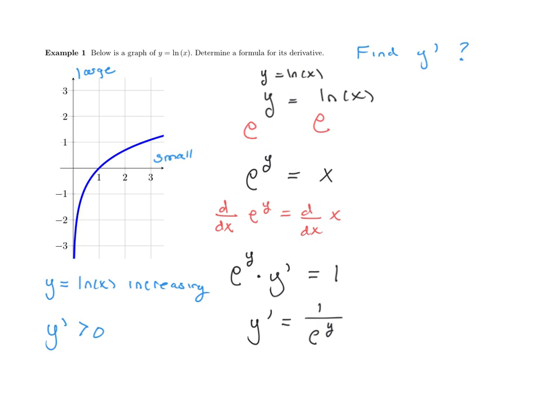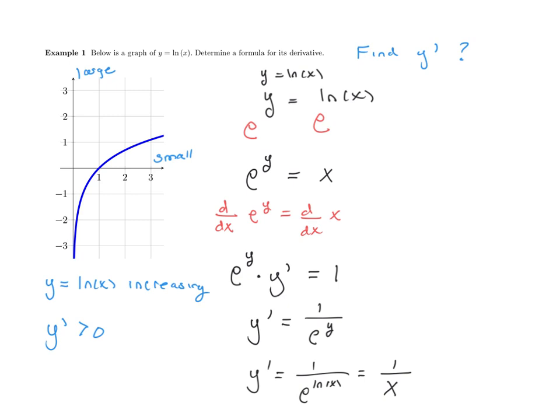And that's my formula. Now, it would be nice if it was written in terms of x's, and this is a very easy thing to do. If y is equal to the natural log of x, and we put the natural log of x here, this is what we get. We get that y prime is equal to 1 over e to the natural log of x, but e and the natural log are inverses, and so the whole thing reduces to simply 1 over x.